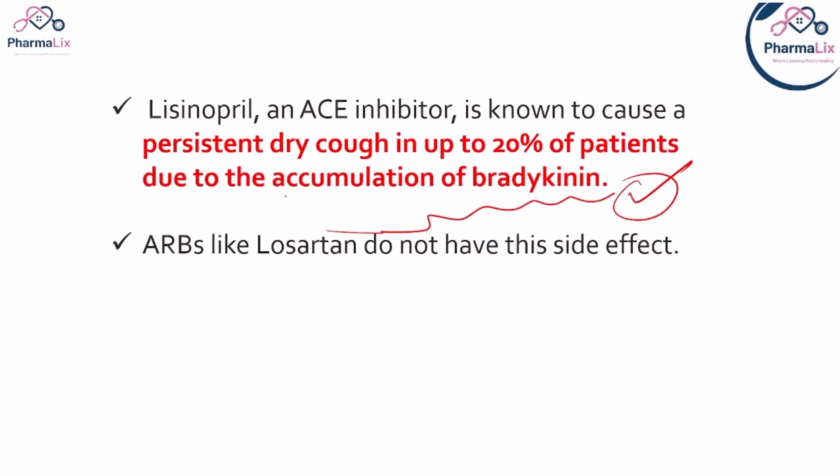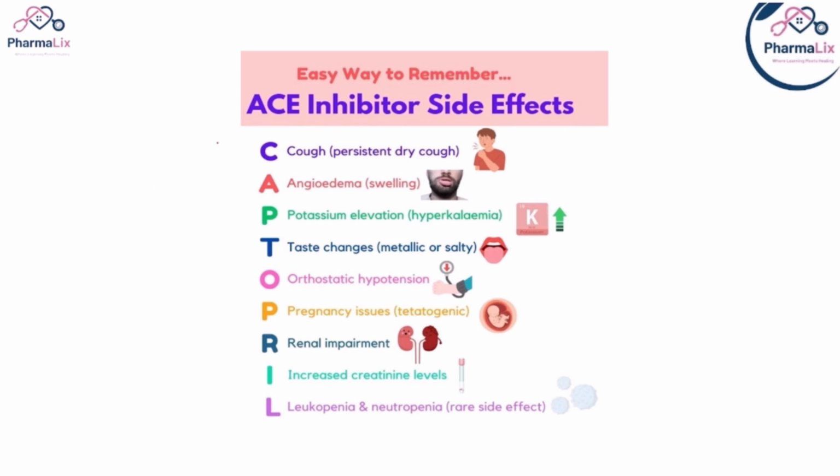This is how you can see lisinopril is an ACE inhibitor known to cause persistent dry cough in up to 20% of patients due to accumulation of bradykinin. ARBs like losartan do not have this side effect. With losartan, we do not face these kinds of side effects. ACE inhibitor side effects, so for ACE inhibitors, you can learn by this factor called captopril.